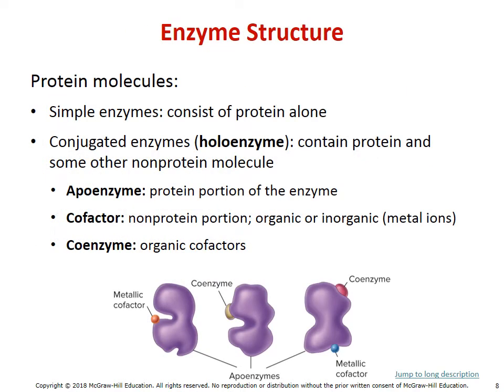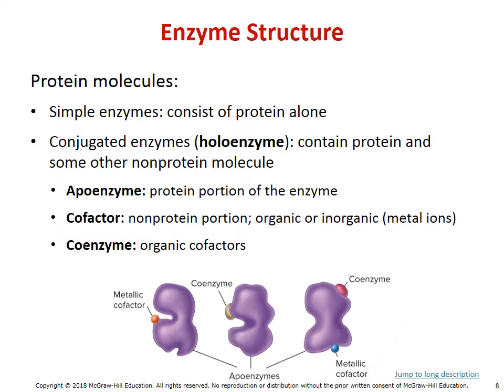So whenever we talk about the enzyme structure, it's primarily going to be made of a protein molecule. If the enzyme is just a protein, we simply refer to it as a simple enzyme. But many of these are not simple, and in fact are what we call conjugated enzymes or holoenzymes. The idea is we're still going to have a protein portion that we call the apoenzyme, as we can see down here with the purple regions of these enzymes, but we're in addition going to have something like a cofactor or a coenzyme. There are even times where we require both.